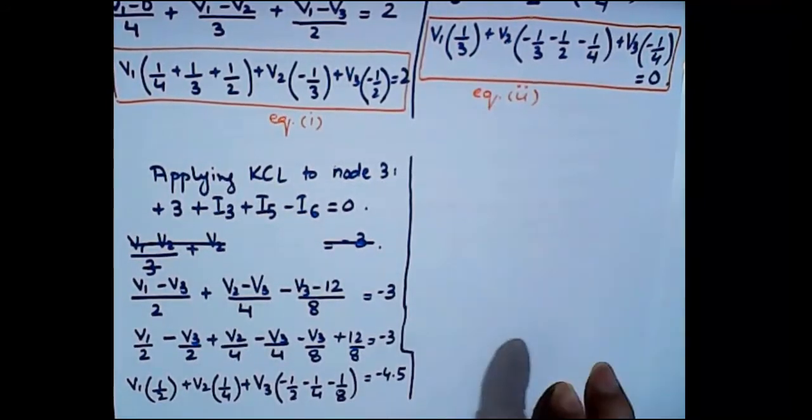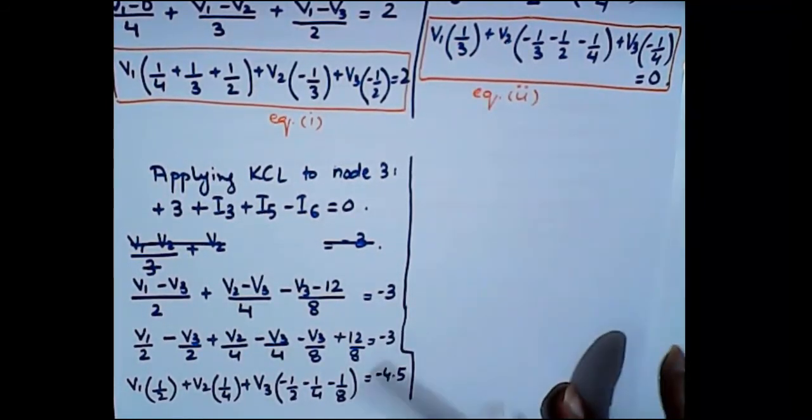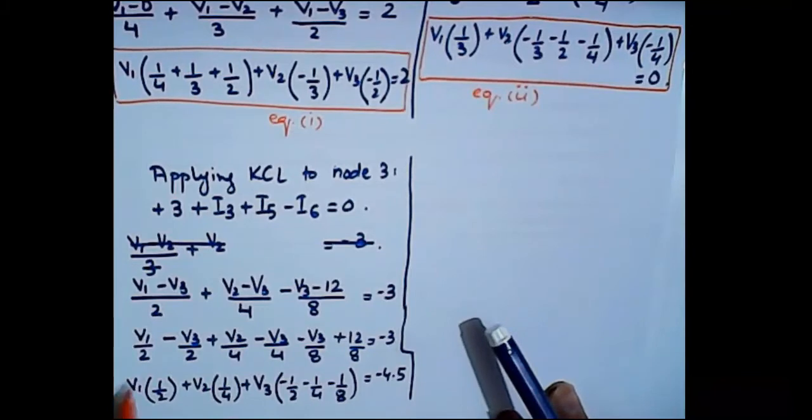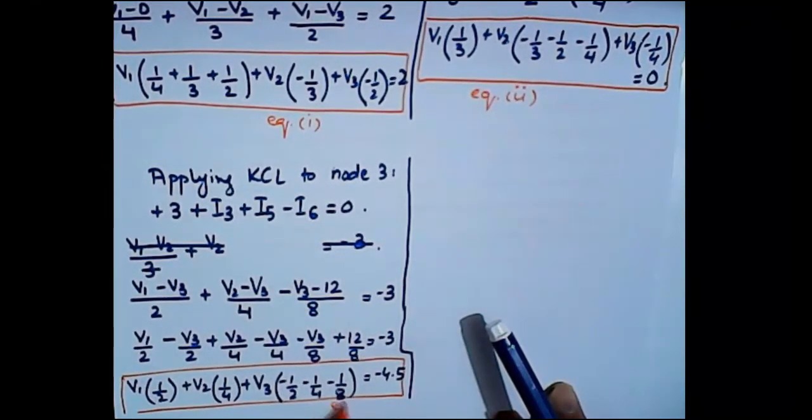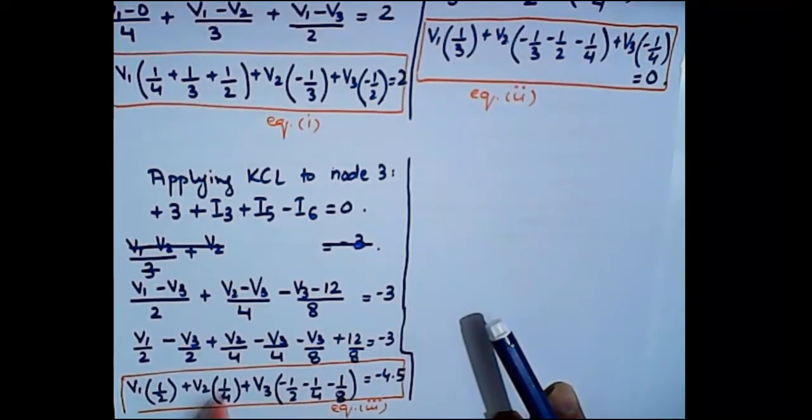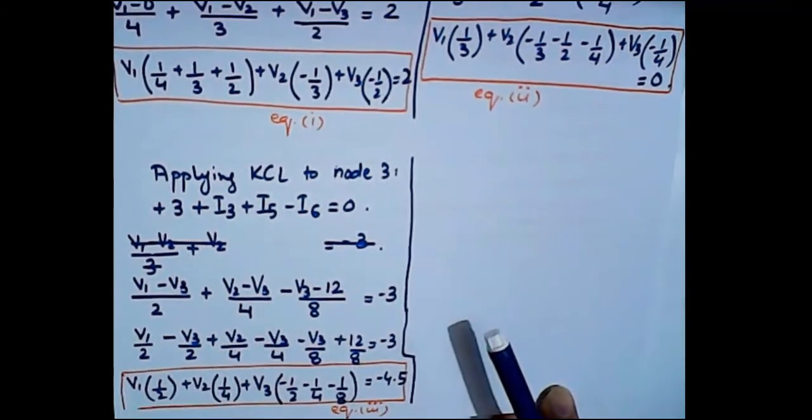So this makes equation number 3. We can also name it as equation number 3, right? 1, 2, 3, 4, 5, and this becomes 6, right? So this is our equation number 3.